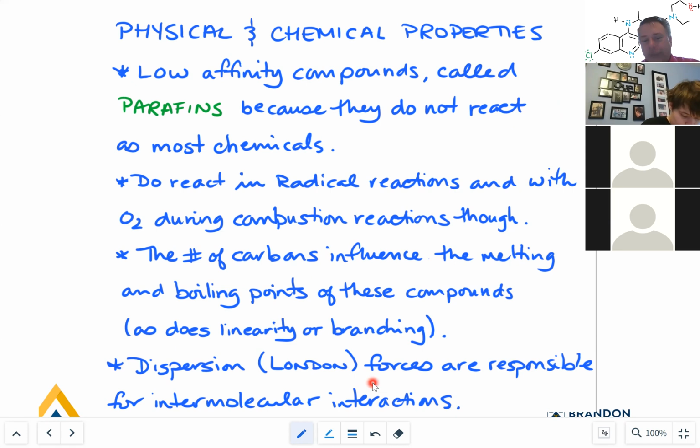And if it's a branched alkane and you've got some little thing pointing out, the packing isn't as nice. So branched alkanes tend to have lower boiling points than long-chained alkanes. And as you add carbons to it, the boiling point and the melting point will increase.